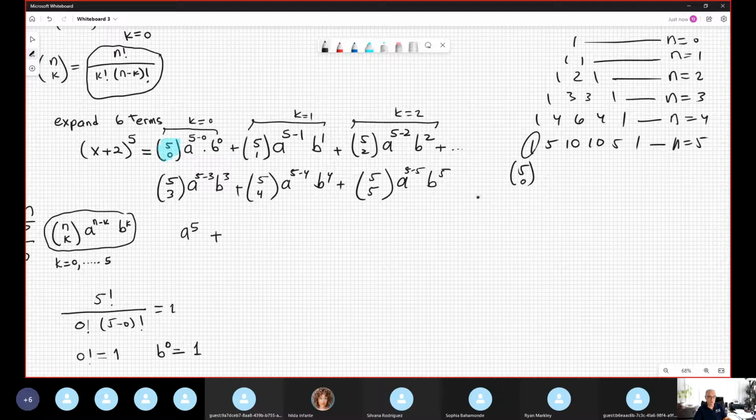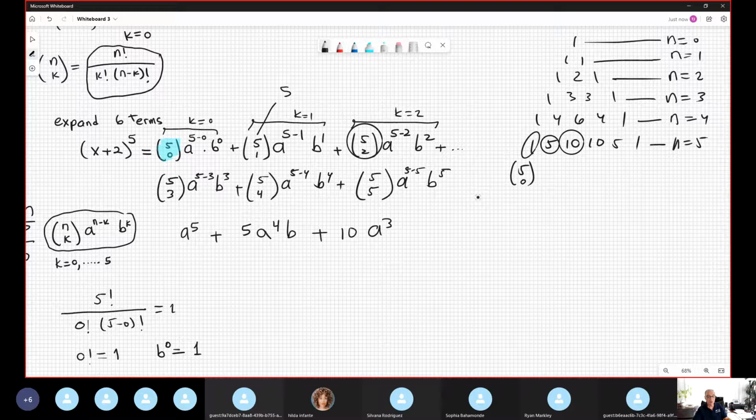The second is the combinatory number 5, 1, which is 5. I want to prove it, if you want, with the factorial. This number is 5, this number is 5. a to the 4, b to the 1, and 1 is invisible. Plus 10, this one, a to the 3rd power. You know how the exponent for a is decreasing.